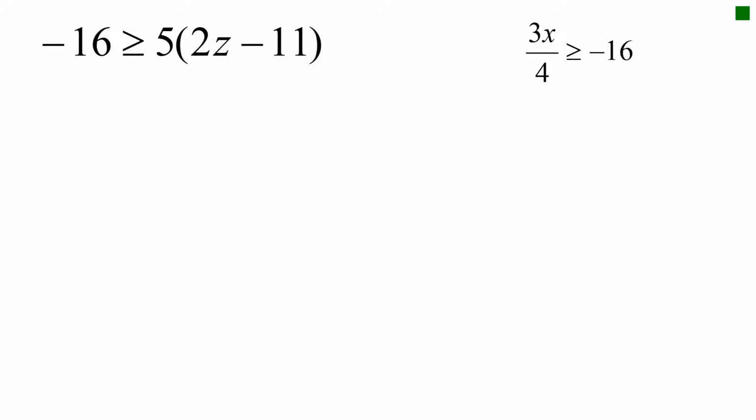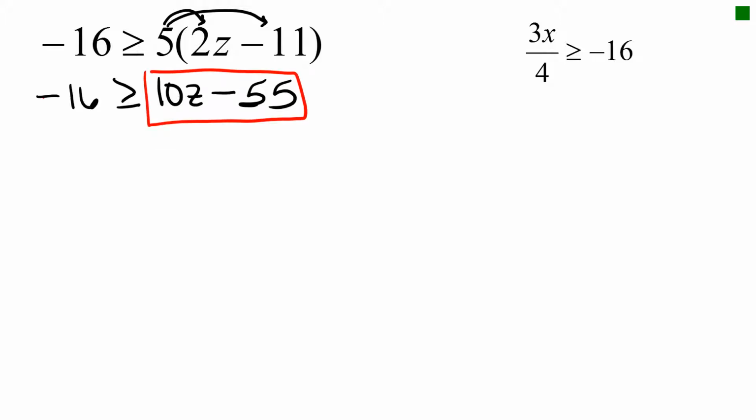All right, so on this next one, I'm going to look at the right-hand side, and I am going to have to distribute. So 5 times 2z is 10z. 5 times negative 11 is negative 55. This one's rough. Over here is where my plus or minus is. This is a number, variable, number. So I'm going to add 55.